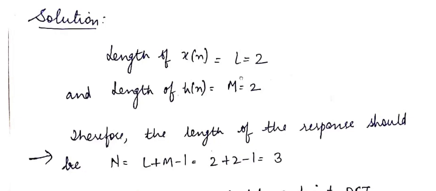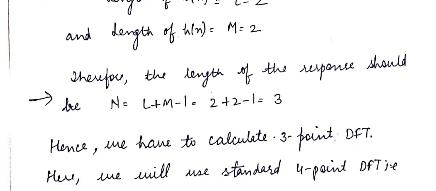Now we know that to determine the length of the output sequence of a convolution, it will be the length of the first sequence plus the length of the second sequence minus 1. So capital N is L plus M minus 1. That means we are calculating the length of the output sequence. L here is 2, M here is 2, and minus 1, so we get 3. That means I have to calculate a 3-point DFT.